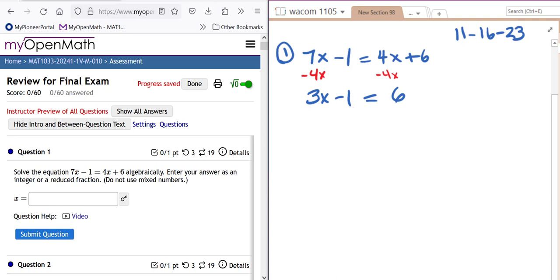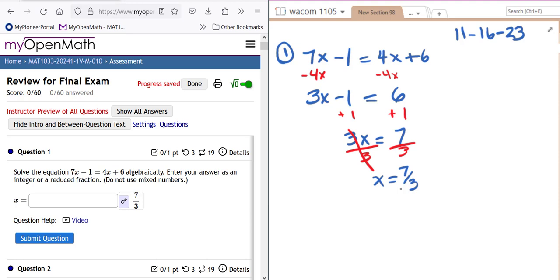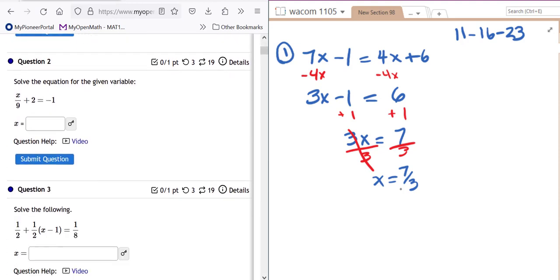And now you have a standard two-step equation. You are going to add the 1 and divide by 3. So x equals 7/3 is our answer there. So that is a linear equation. Remember, you're going to have two kinds of equations. You're going to have the ones with the exponent of 1 and the ones with the exponent of 2. And those others you have to factor or use the quadratic formula or square root method.